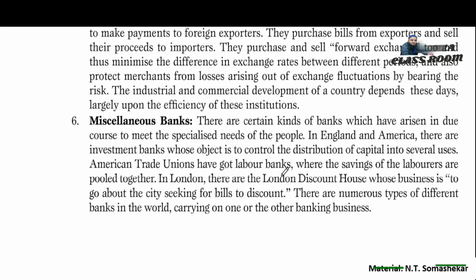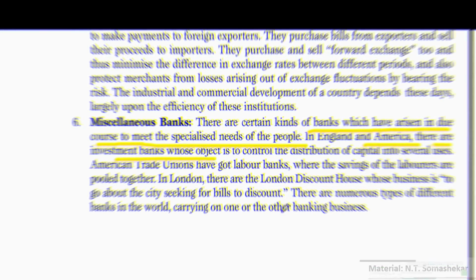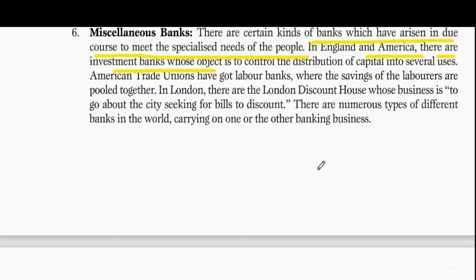Then miscellaneous banks. Here we will see the certain kinds of banks which are not included above, which have arisen in due course of the special needs of the people. In England and America, there are investment banks whose object is to control the disbursement of capital into several uses. American trade unions have labor banks where the savings of laborers are pooled together. In London, there are the London Discount Houses whose business is to go about the city seeking bills to discount. There are numerous types of banks all over the world carrying on one or another kind of banking.